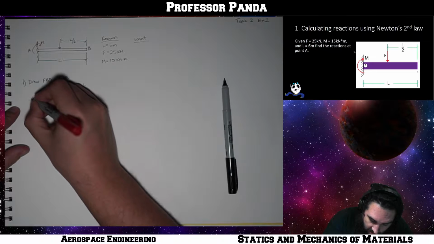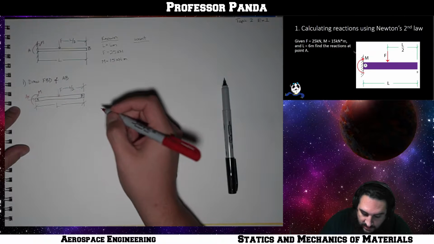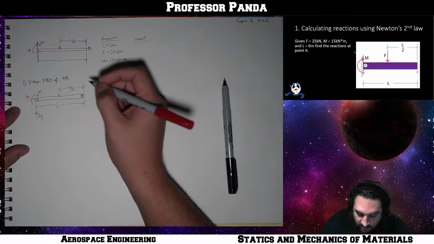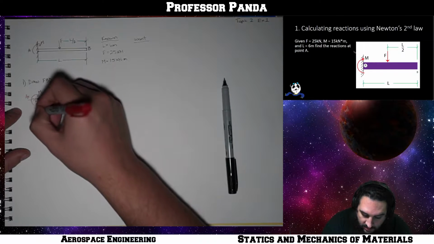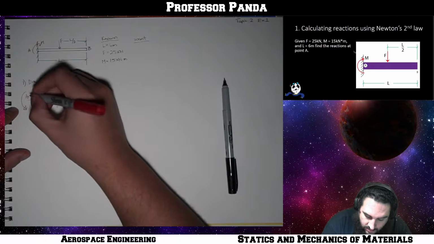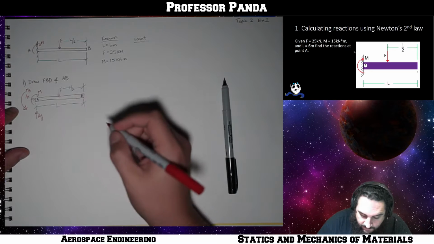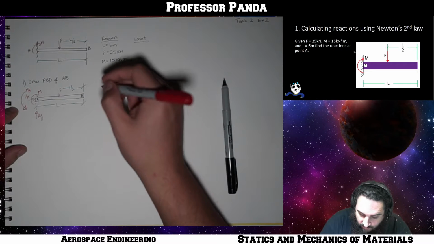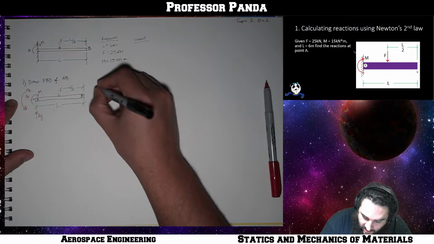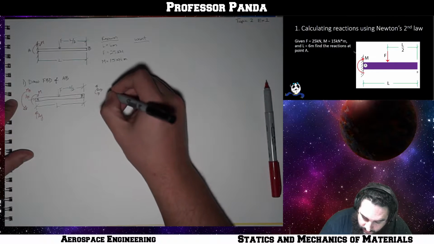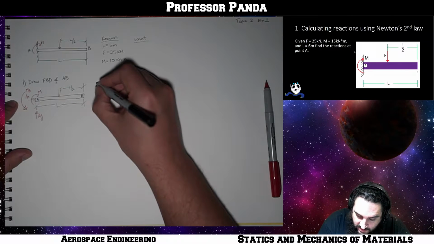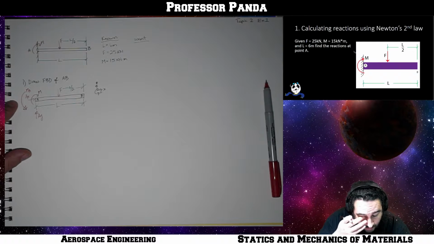We're going to get an AX, we're going to get an AY, and we're also going to get a moment. We're going to call this moment about A. And I draw MA this way because I'm using a regular right-hand coordinate system. So I draw this little picture because this is X, this is Y.